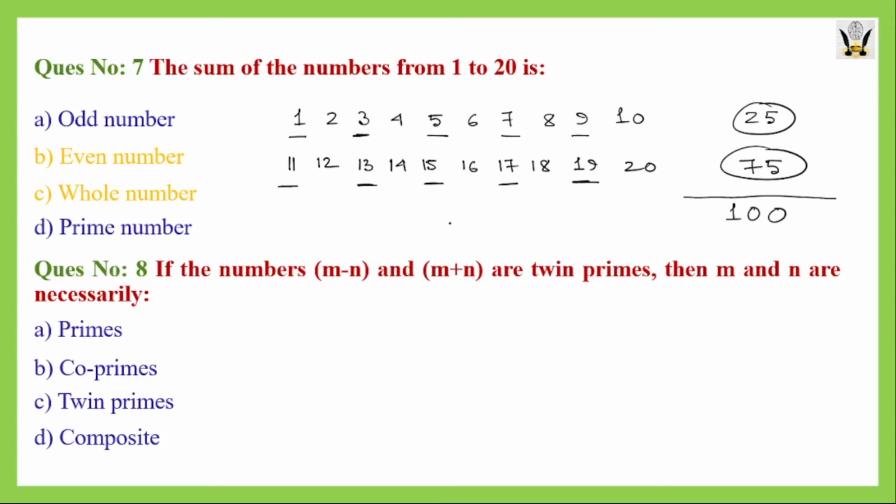Now the next problem sum says: if the numbers m minus n and m plus n are twin primes, then m and n are necessarily, meaning we have to find the relationship between m and n. So twin primes, we know, if the difference of two prime numbers is 2, then those two prime numbers are called twin primes. So here one of the numbers is m plus n and the other number is m minus n, and when we take the difference, as they are twin primes, that difference will be 2. So if we simplify further, n will be 1.